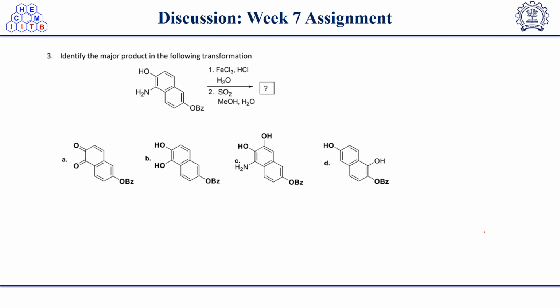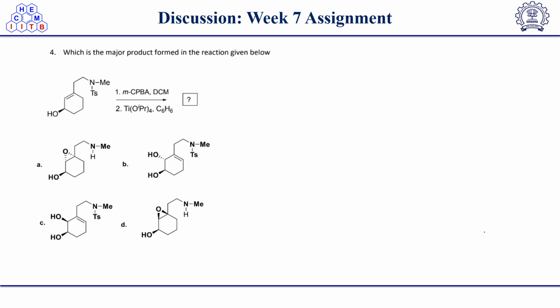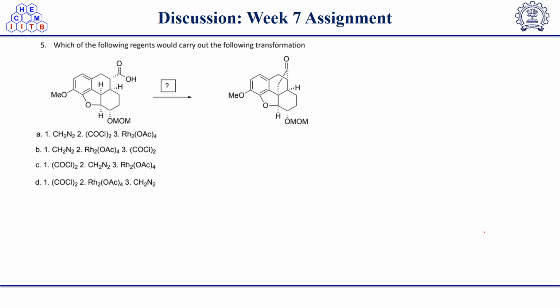Then in the next question, we have seen how the oxidation of this NH2 and OH quinone takes place with FeCl3, and then the reduction using SO2. And then we have seen mCPBA epoxidation and the titanium isopropoxide mediated opening of the epoxide. And then the activation of a carboxylic acid into the corresponding acid chloride and diazomethane formation, and through a carbene the new ring is formed.